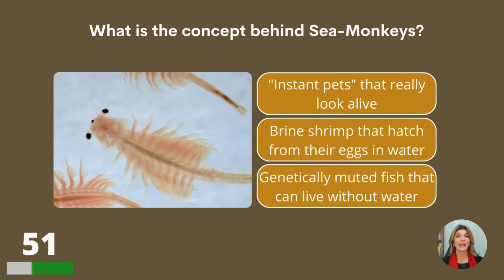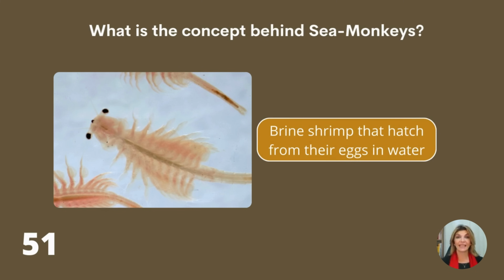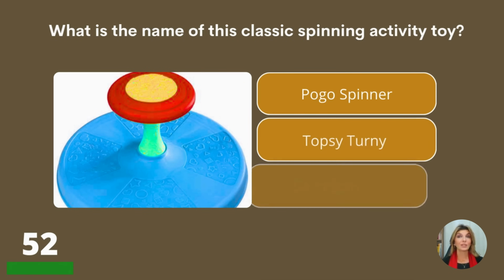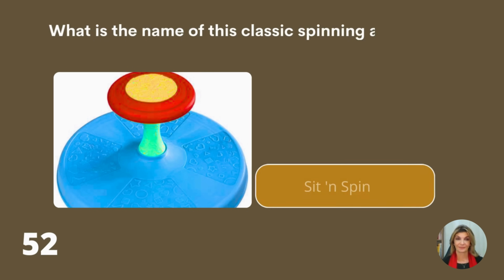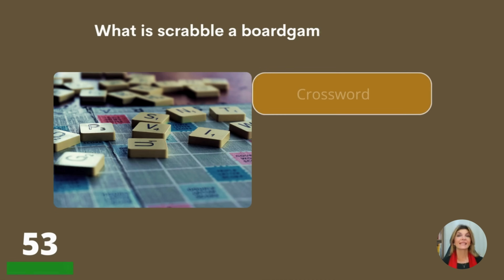What is the concept behind sea monkeys? Instant pets that really look alive, brine shrimp that hatch from their eggs in water, or genetically mutated fish that can live without water? Brine shrimp that hatch from their eggs in water. What is the name of this classic spinning activity toy? Pogo spinner, topsy-turvy, or sit and spin? The sit and spin.